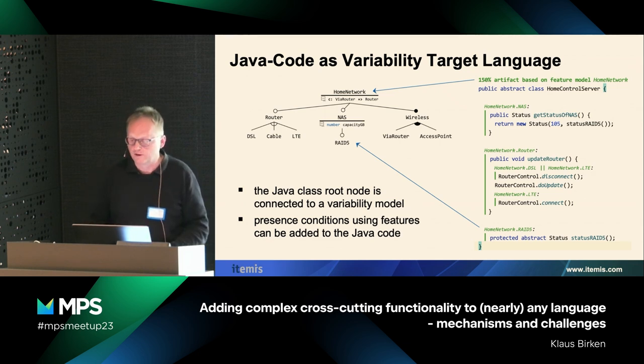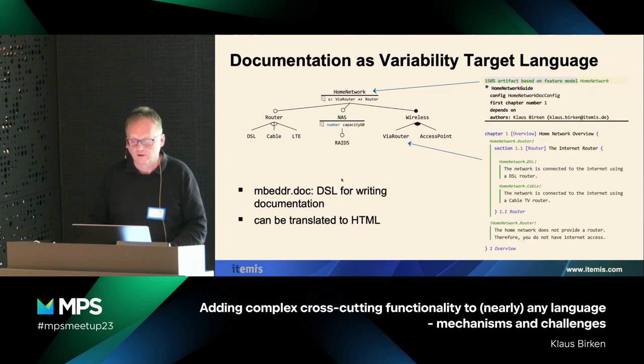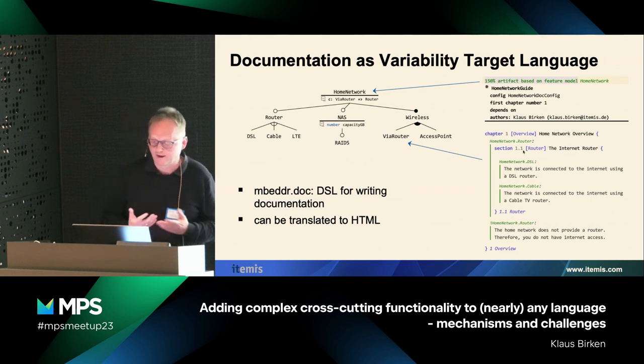So what we can do here is attach some things to this model. For example, we connect it with this feature model. And after having done this, we can add these conditions to various points in our model and refer to those features over there. We can do the same thing for other languages. For example, EmbedderDoc, which is a documentation language from the Embedder platform. It looks very similar, but actually it's a different language.